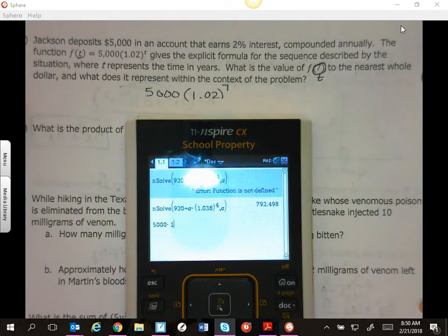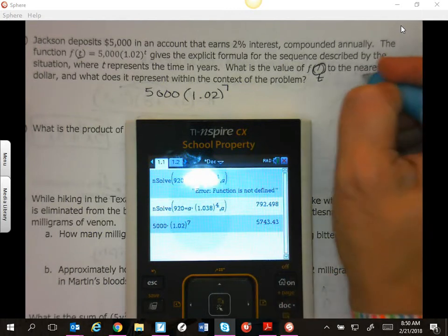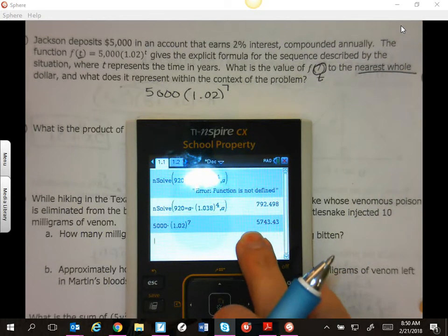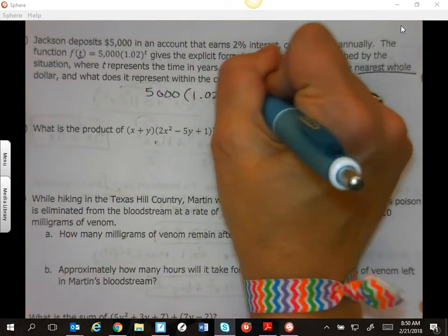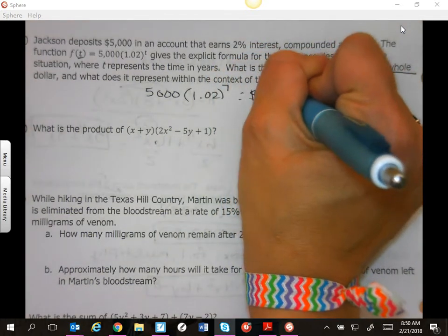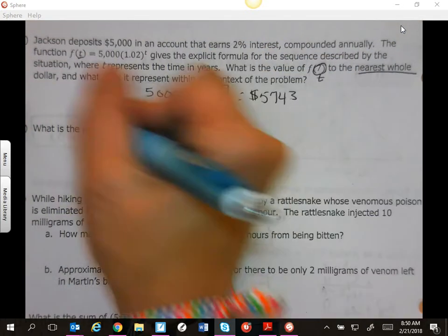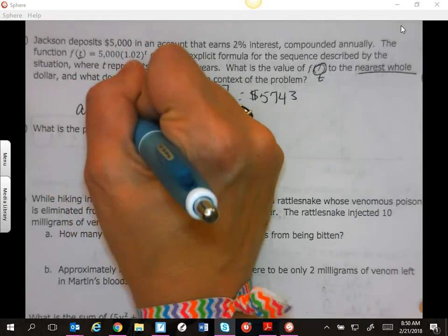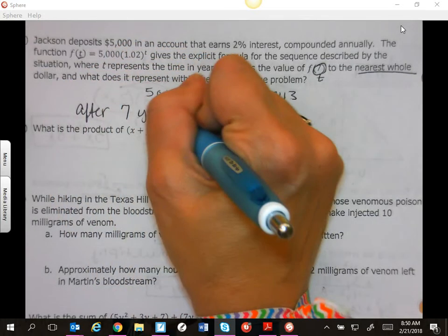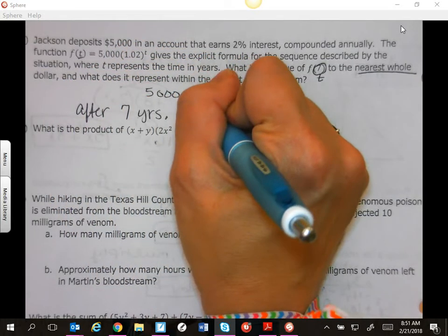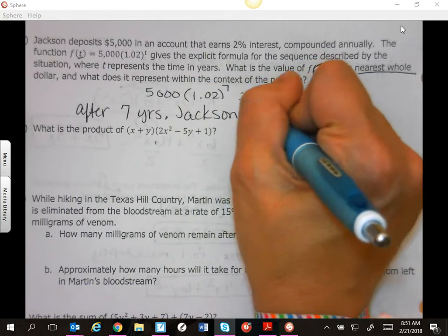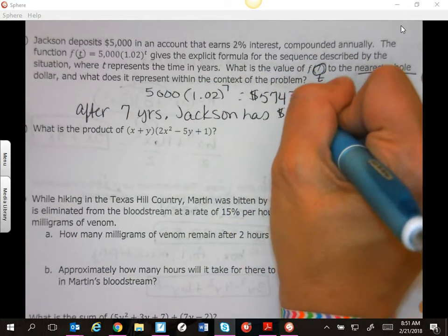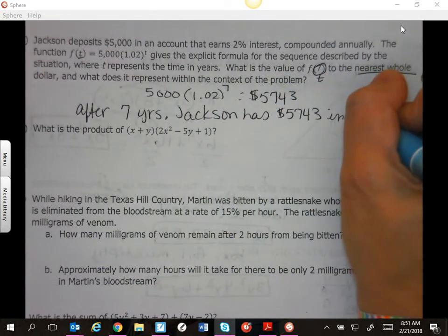5,000 times 1.02 to the 7th, to the nearest whole dollar, so 5,743. And what does it mean in the context? It means after 7 years, Jackson has $5,743 in the account.